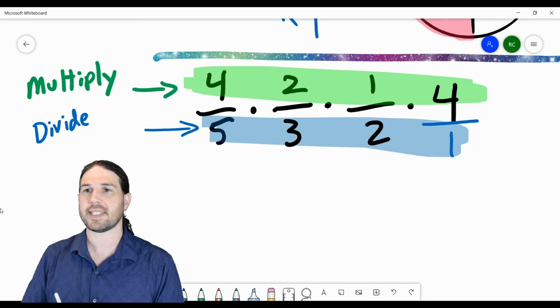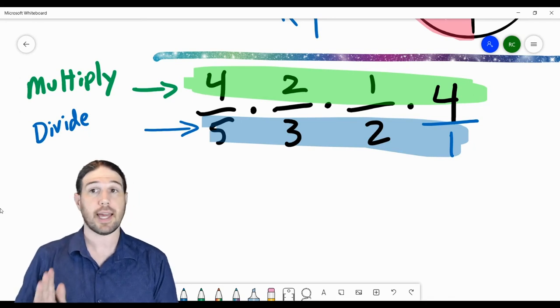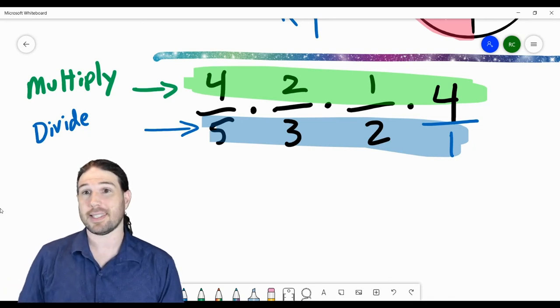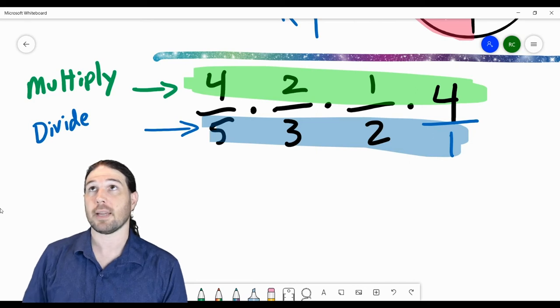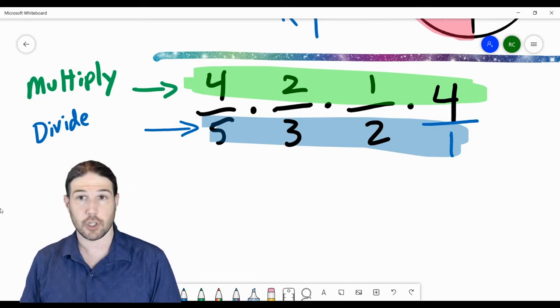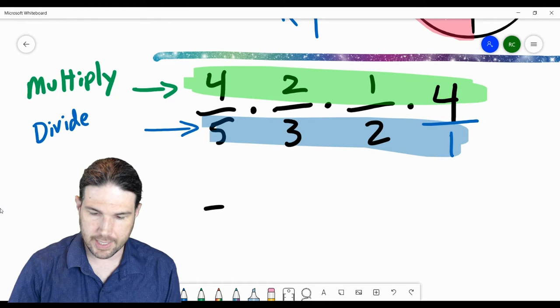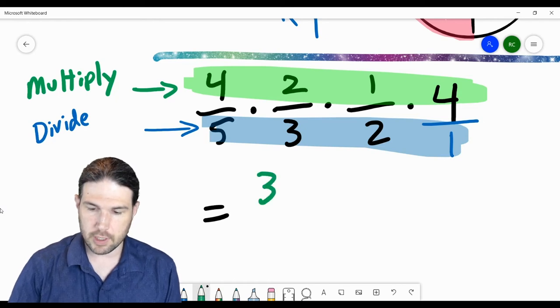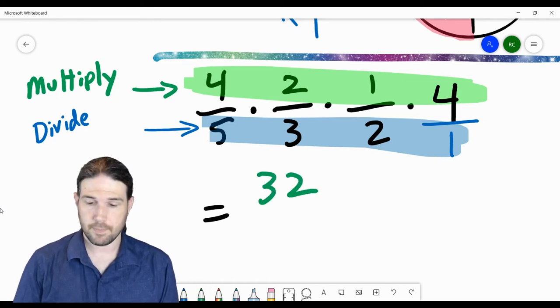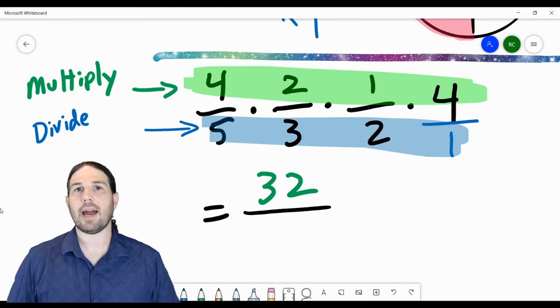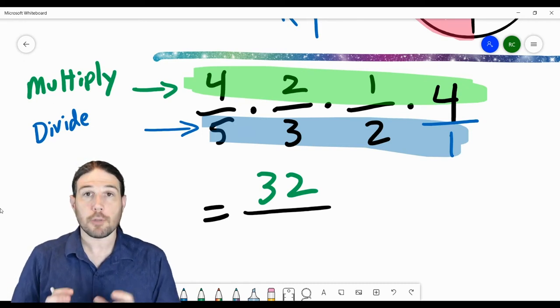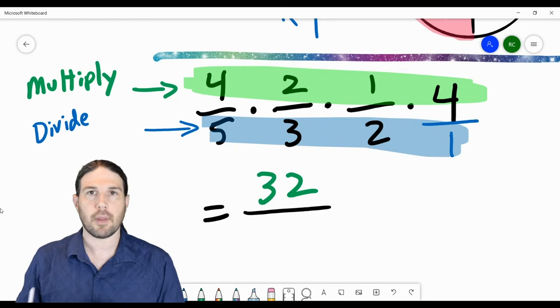4 times 2 is 8, times 1 is still 8, times 4, let's see, 8 times 4 is, 8 times 2 is 16, times 2 again is 32. Okay, so I get 32 on the top. And now I also want to multiply together all of the things on the bottom.